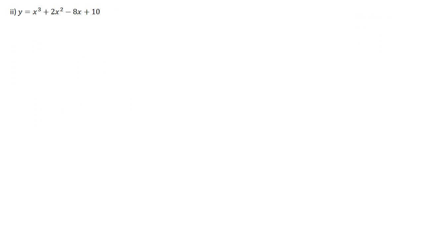Now part II is different. We don't have to use any product rule, it's just simple differentiation. So let's do this in one go. dy by dx will be equal to 3x squared plus 4x minus 8. Now why is it that we don't use 10? Because 10 does not have a variable x in front of it, so we do not use it. And this is the answer to the question.